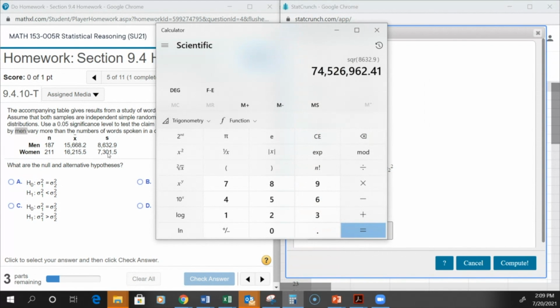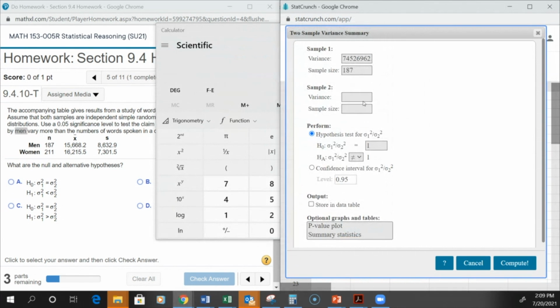And over here we have 7301.5, the standard deviation of the women. We square it to get the variance. Control C to copy, Control V to paste. And there were quite a few more women, 211. I kind of don't like that.